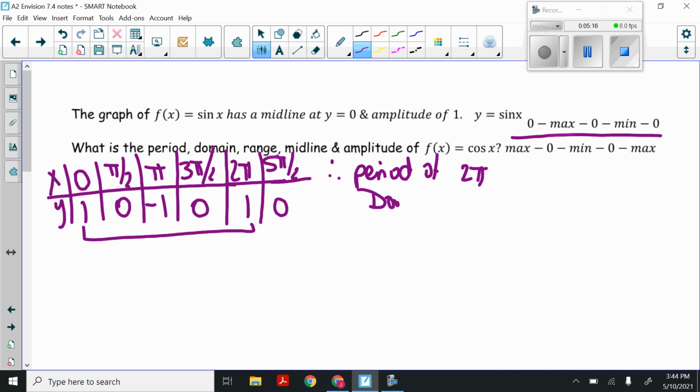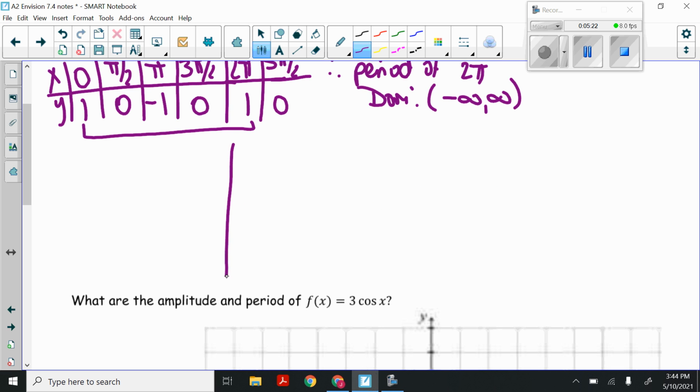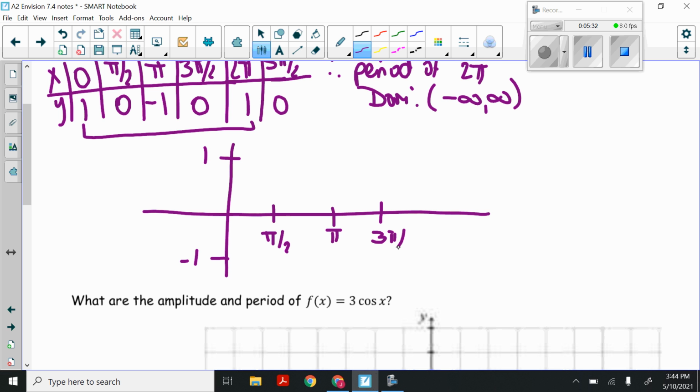My domain, again, I can plug anything I want to in, negative infinity to infinity. Let's look at this graph, and then we'll talk about the rest of that. So I have a 1 and a negative 1. And so I've got pi over 2, pi, 3 pi over 2, 2 pi, I wanted to keep going, 5 pi over 2. So at 0, I was up here at 1.